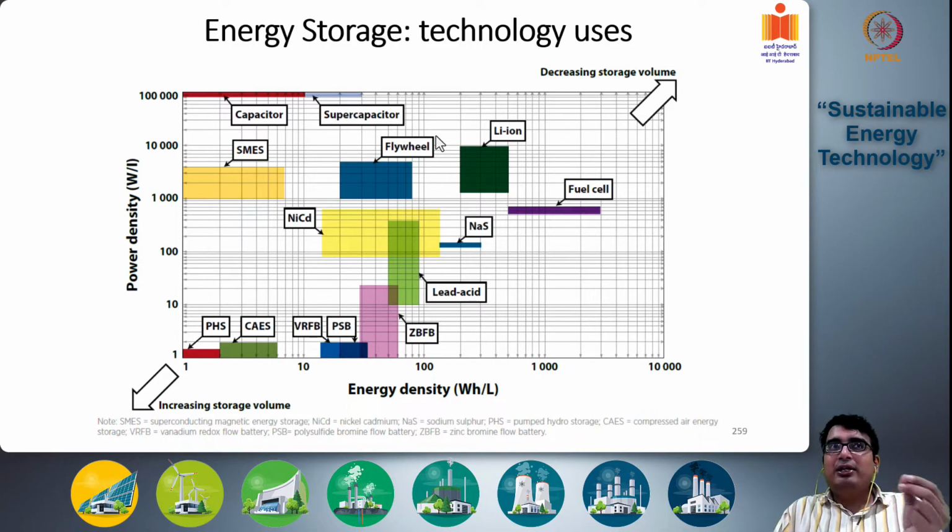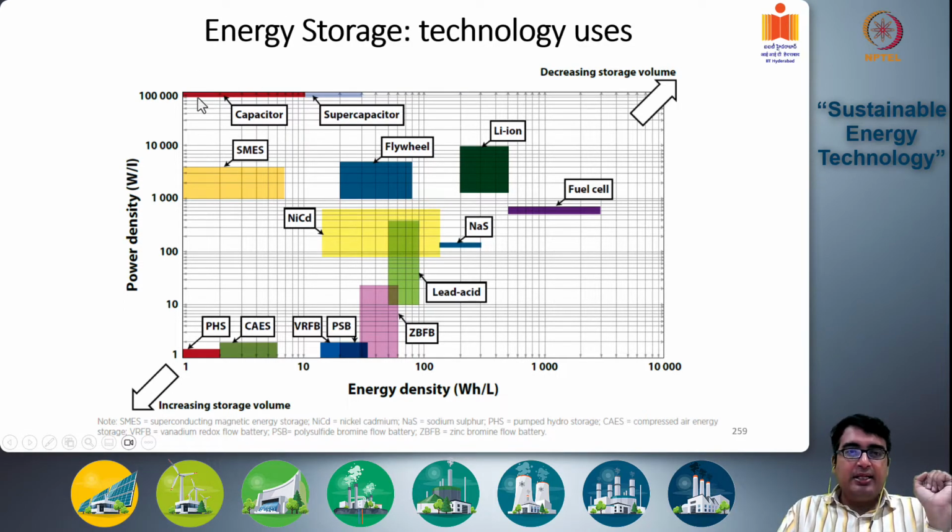Those two are somewhat different because one can have a low energy storing device with high power absorption and delivering capacity, and vice versa. A good example of such a device is a capacitor. Capacitor has a very high power density in terms of watts per liter. It is going to 100,000 or more.